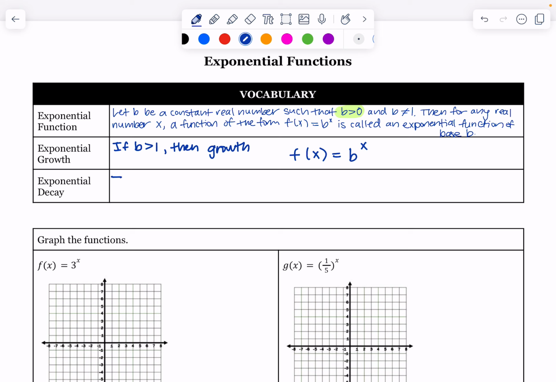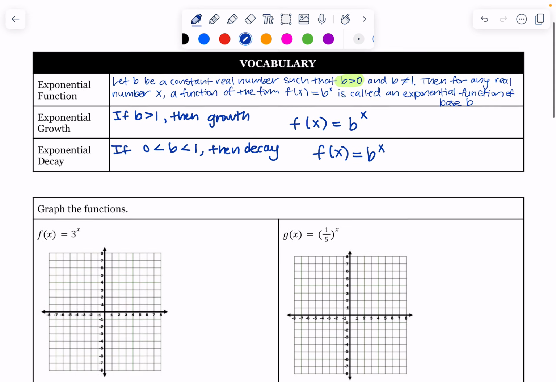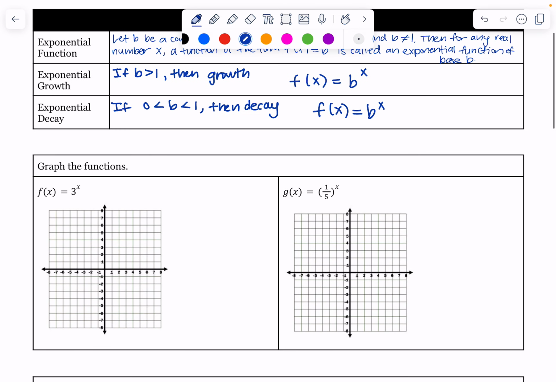Okay, for decay, if b is between 0 and 1, so it's still greater than 0, then it's a decay. And same thing, f of x equals b to the x, but this time that b is a fraction of 1, so like 1/2, 1/3, 0.25, things like that. Okay, when we graph these two functions, I think we'll see better what's going on.